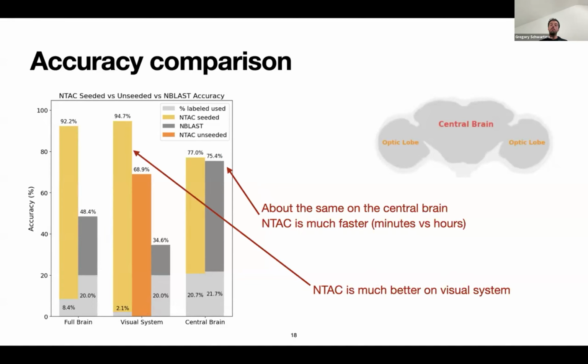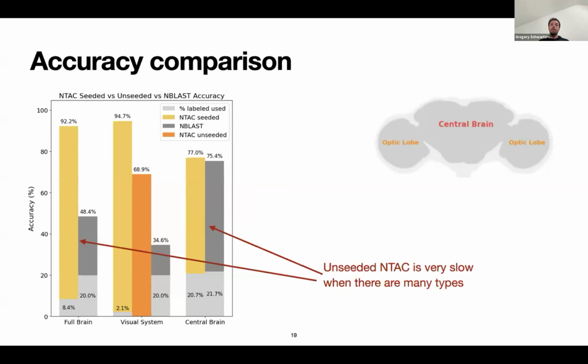On the visual system, we perform really, really well. And this is actually very surprising because even the unseeded version, which has basically no labels, just looks at the structure, manages to get very high accuracy. So this is very interesting. And you will note that we have missing bars for the unseeded version for the central brain and the full brain. And this is because the number of types is very large, and we don't really scale well when the number of types is large for the unseeded version.